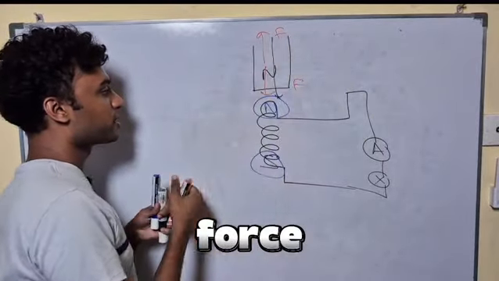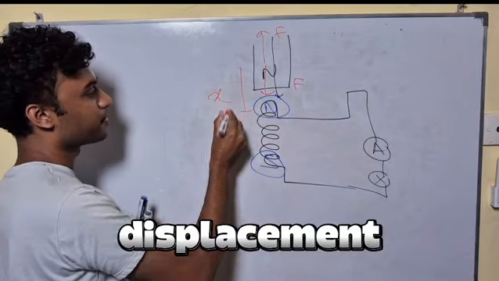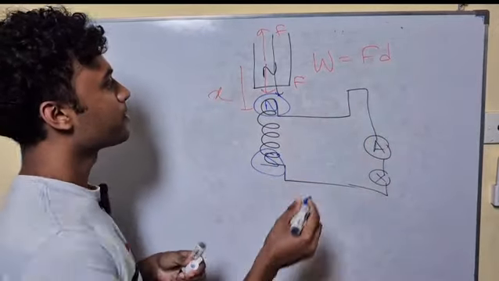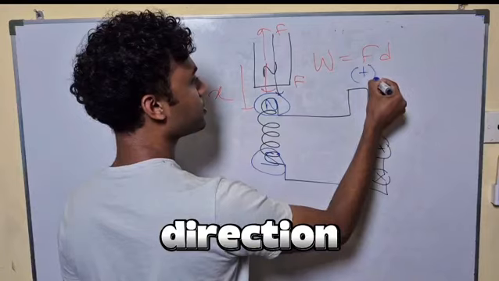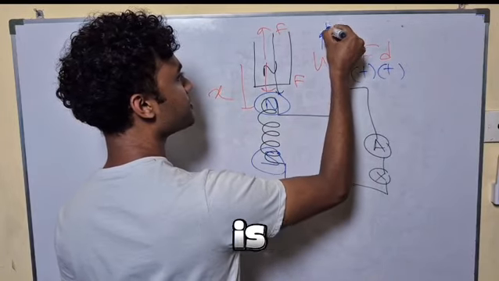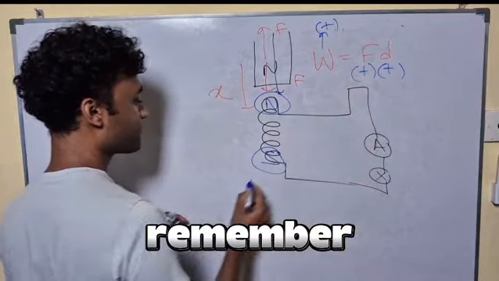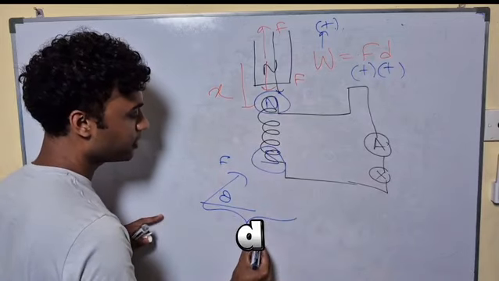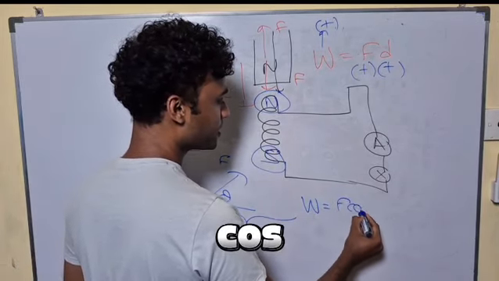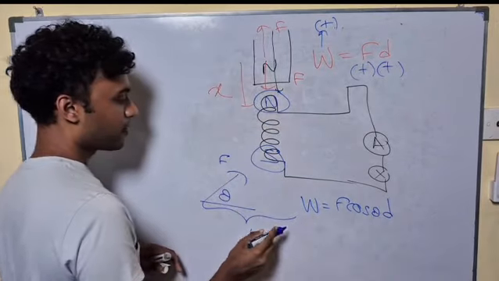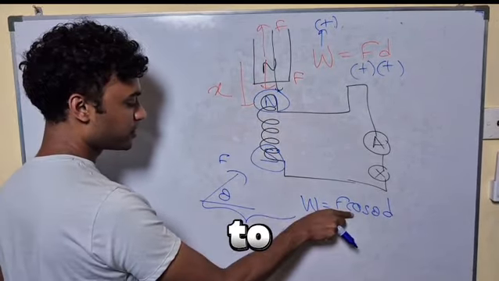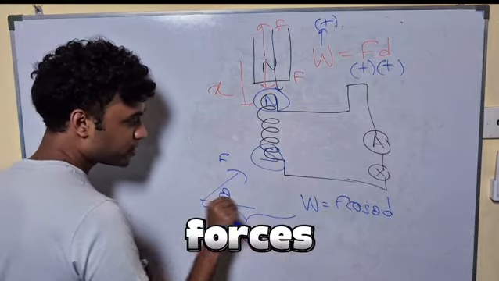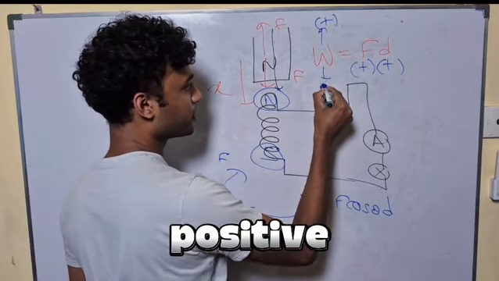You are applying a force in the direction of what? Your displacement. Work done is what? Force into displacement. If the force is in the direction of the displacement, work done is positive. Remember, work done, like if you have a force F, an angle theta, if the displacement is d, work done is what? F cos theta into d. Right? Now when theta goes to 0, we get F into d. When you go there and also the force is in that direction, you essentially do positive work.